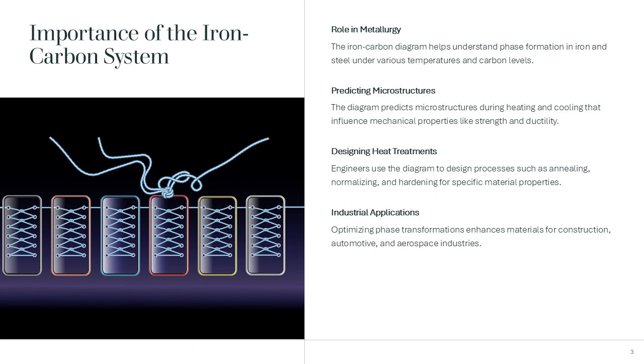By studying the diagram, one can anticipate phase transformations, optimize manufacturing processes, and tailor properties for applications ranging from construction to automotive and aerospace industries.